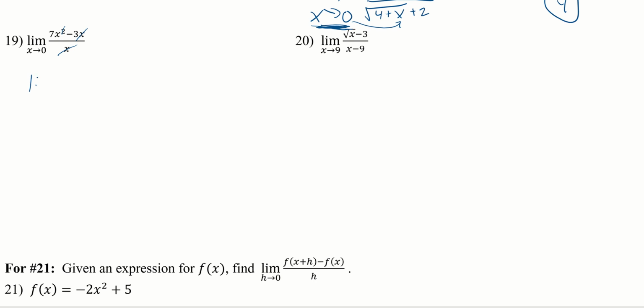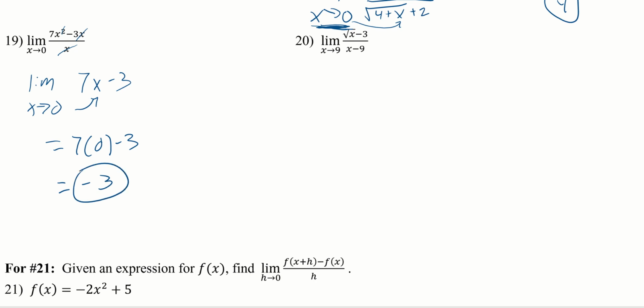So then what I'm left with is the limit as x approaches 0 of 7x minus 3. Now this is really nice. This is just a linear function, but that's continuous. I can just plug it in. So this is going to be 7 times 0 minus 3. So my final answer is going to be -3. Cool beans? Cool.